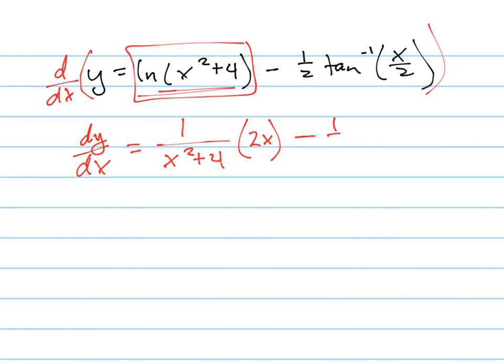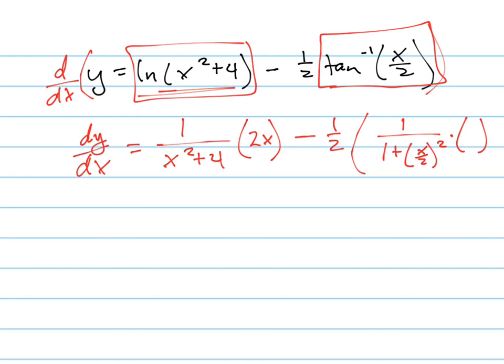Minus 1/2, you can just leave out in front of there. And what's the derivative of the tan inverse function? 1 over 1 plus u squared, which is (x over 2) squared, times the derivative of the inside, which is what? Just 1/2. The derivative of x over 2, it's like 1/2 x, it's just 1/2. Got it? And then let's just clean it up.